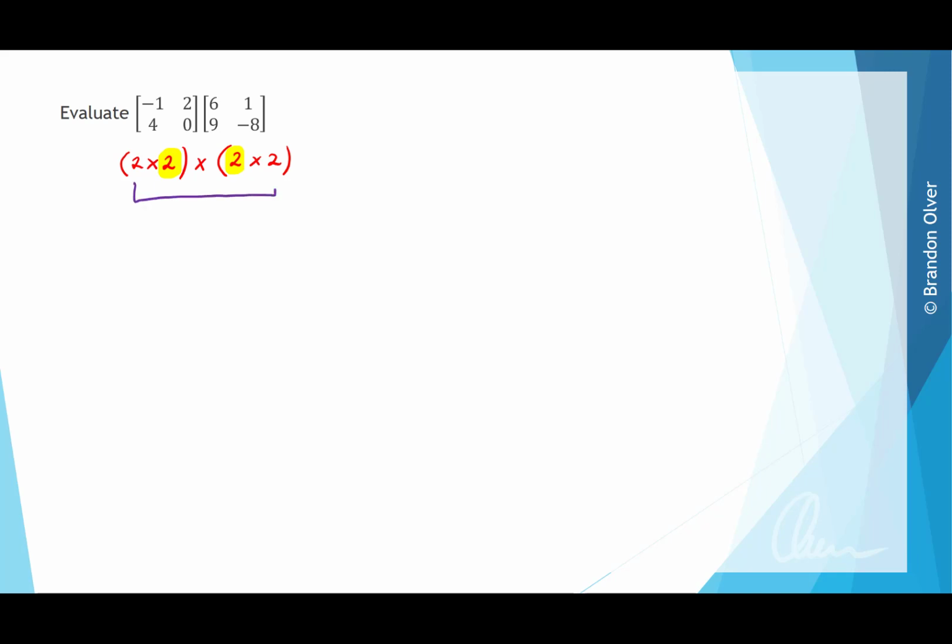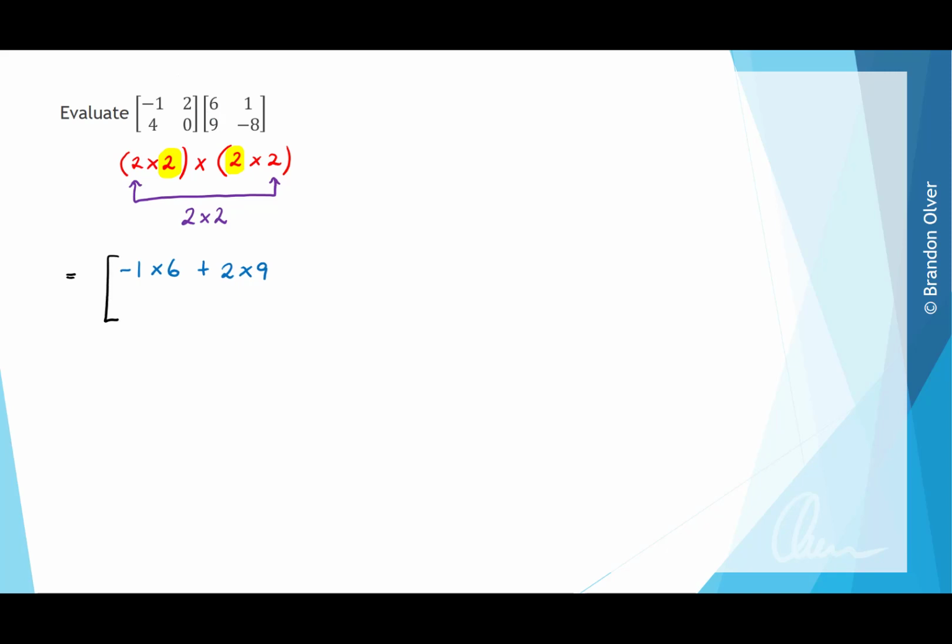Next, we can inspect these two numbers here to determine the order of the resulting matrix. So we're going to get a 2 times 2 square matrix as the matrix product that comes out once we've evaluated this. Now our job is to find the actual answer to this question. So we start off by taking the first row of the first matrix and multiplying it by the first column of the second matrix. So we're going to have -1 times 6 and 2 times 9. So we have -1 times 6 plus 2 times 9 as the first entry in the resultant matrix.